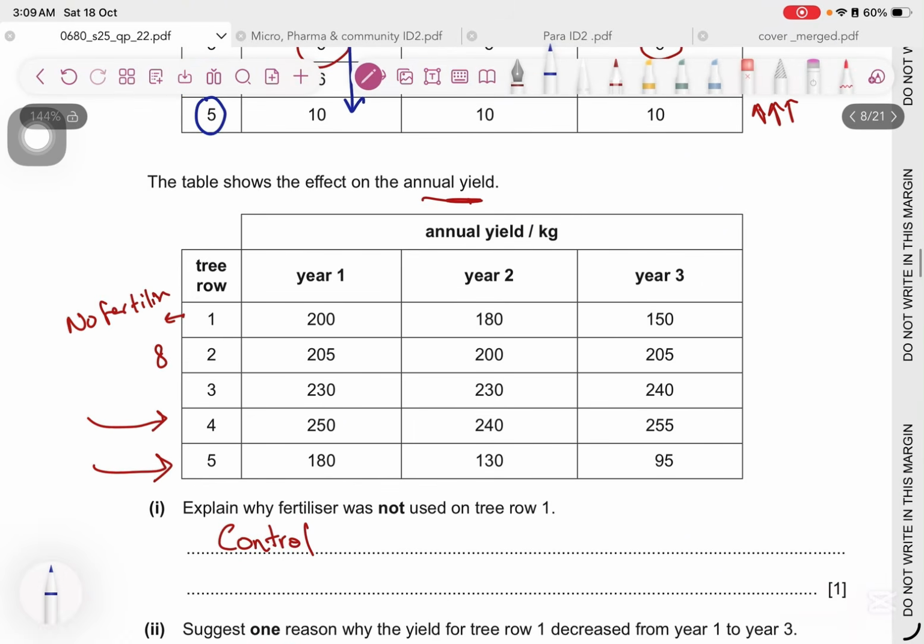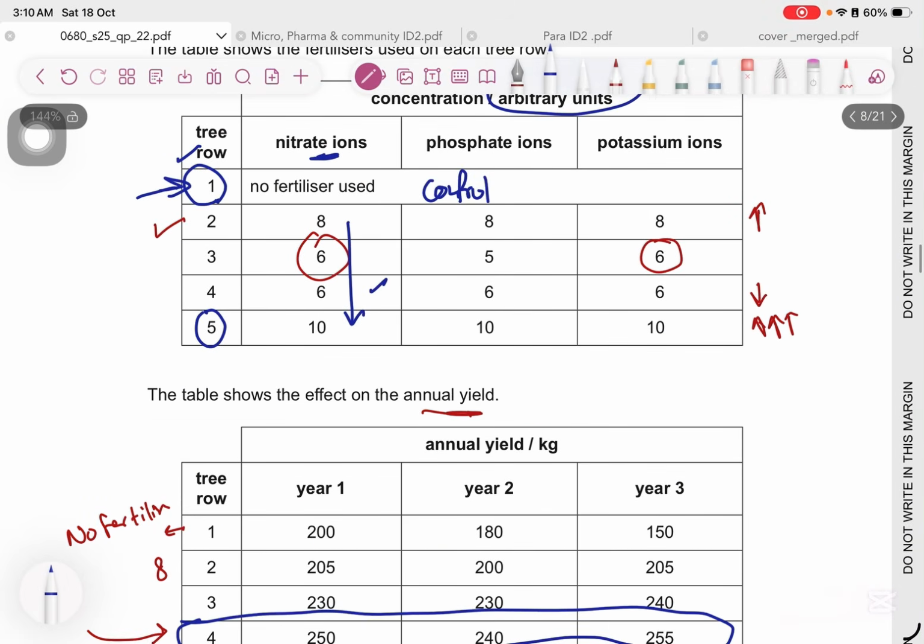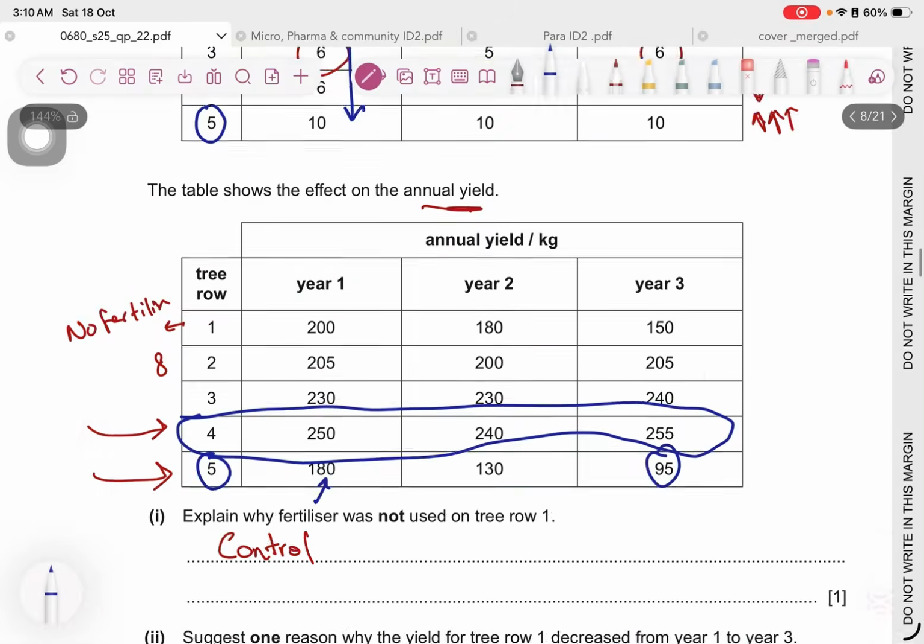Okay, they tested that for 3 years. Okay, they find that 5 in the first year gave the least production, and it declined in 3 years. Okay, and then you're going to just check out which one was the best. You're going to find that 4 was the best one. Okay, that was 6 here, 6 here, and 6 here.